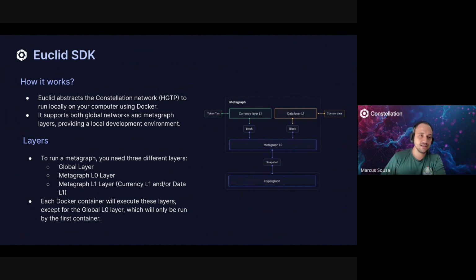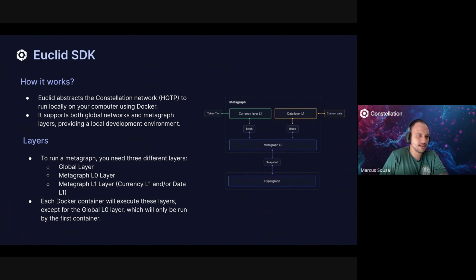This is the layer that I've mentioned. So we need 3 different layers to run a Metagraph. We need the global layer, we need the Metagraph L0 layer, and we need the L1 layers. For the L1 layers, you can have both currency and data L1 layers, or you can have currency or data L1 layer. You need at least one L1 layer.